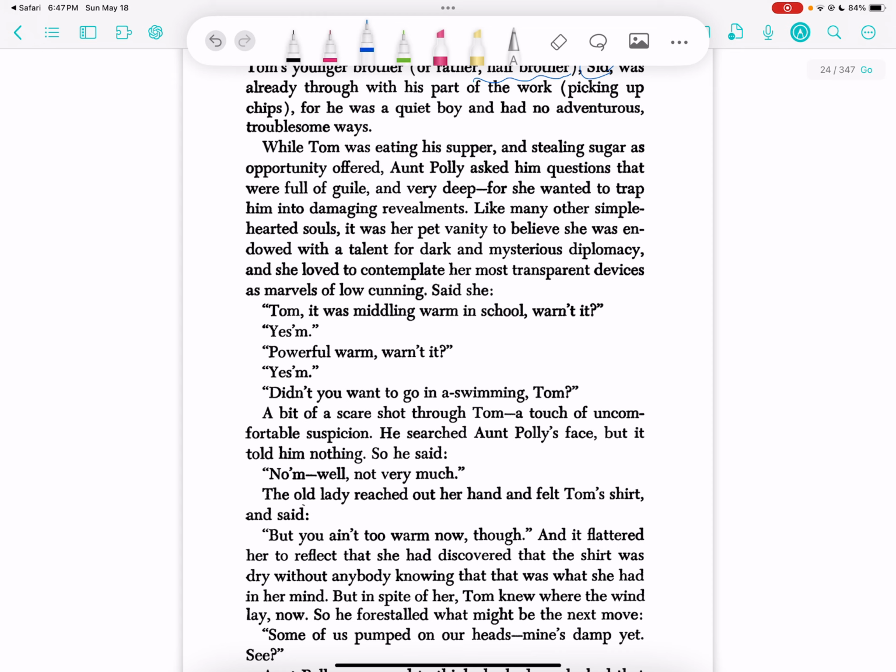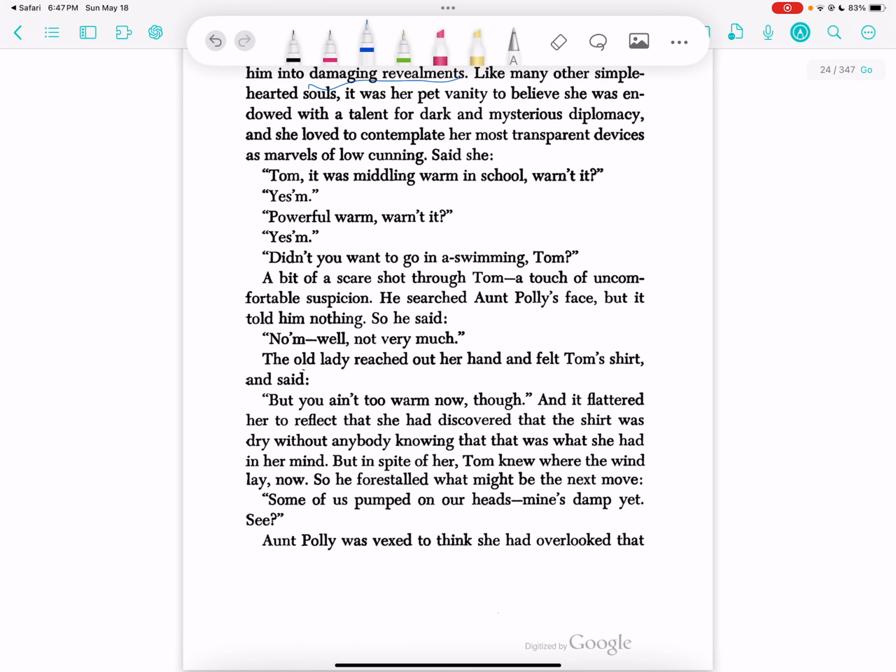While Tom was eating his supper and stealing sugar as opportunity offered, Aunt Polly asked him questions that were full of guile and very deep, for she wanted to trap him into damaging revealments. And so she wanted to know what he's doing outside, right? Like many other simple-hearted souls, it was her pet vanity to believe she was endowed with a talent for dark and mysterious diplomacy, and she loved to contemplate her most transparent devices as marvels of low cunning.